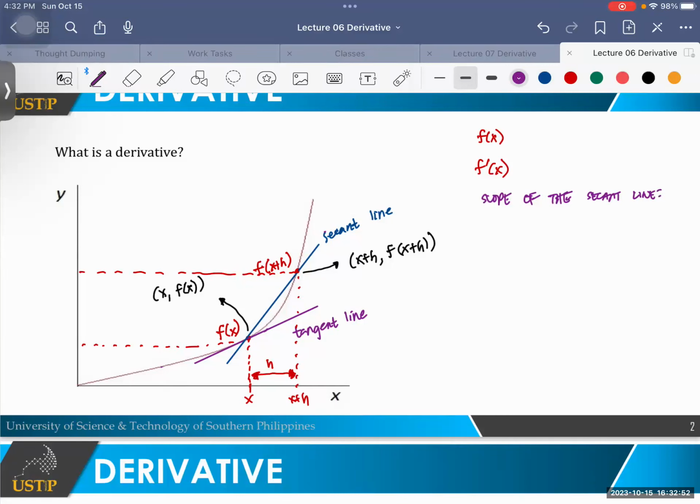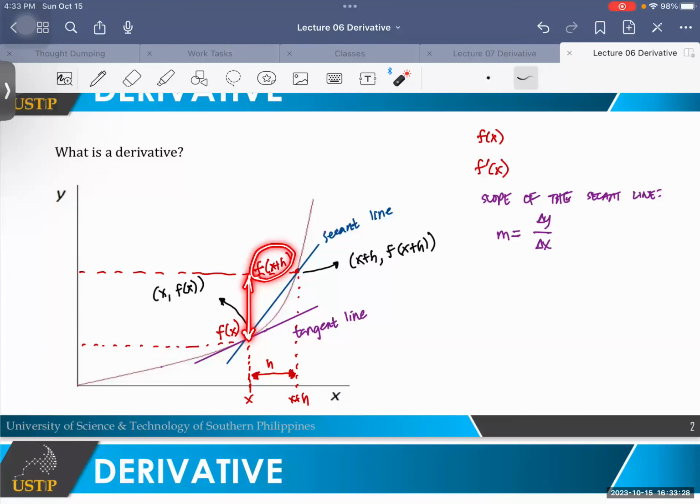Let's get the slope of the secant line. The slope of the secant line, class, is rise over run. Right? So, its slope, given by m in algebra, will be the change of y over the change of x. Okay? So, if you want to get the change of y, look at it, class. The change of y will be from here. Now, that would be this minus this value. Okay, the difference of the two. So, what is that length?